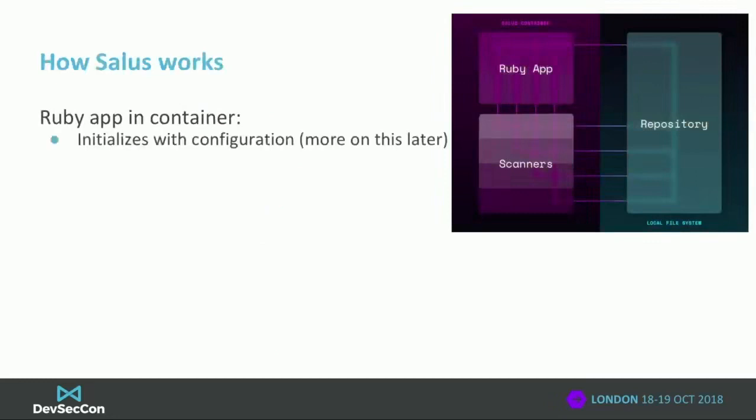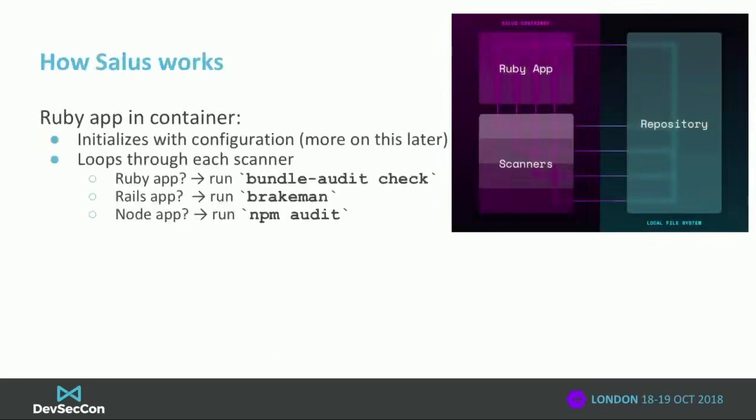So, sort of recap of what I was saying. Ruby application will start by initializing configuration, and there's a lot of fancy things you can do with it, so I'll go over a few of them in a minute. It loops through each of its scanners that it knows about. Is it appropriate to run this scanner? If yes, run this scanner. It then compiles all of the outputs of these things and puts them into a report.